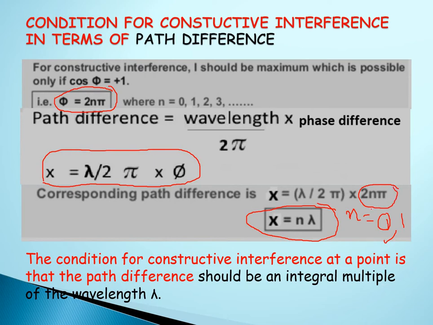Why did we substitute 2n pi? Because that is the condition for constructive interference in terms of phase difference phi. Then we are getting x is equal to n lambda, where n is equal to 0, 1, 2, 3, like that. So the path difference x should be equal to n lambda for constructive interference. It starts from 0. So the path difference should be an integral multiple of wavelength lambda.